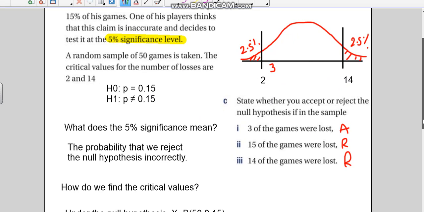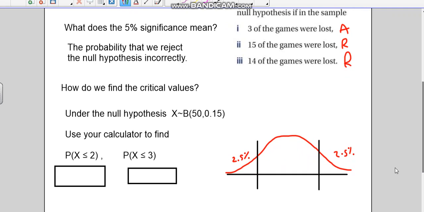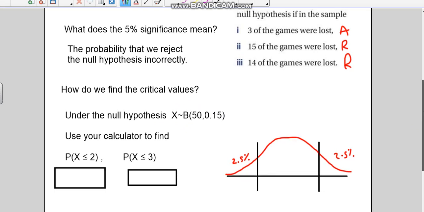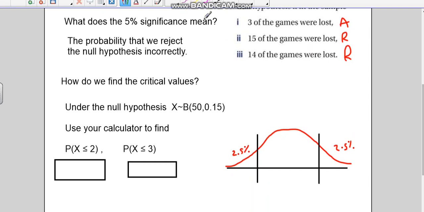It's all about probabilities, because we are saying that under the null hypothesis, in other words, assuming the null hypothesis is true, the number of games follows a binomial distribution. So X, the number of games lost, follows a binomial distribution of 50 and 0.15. We were told up here that the critical value was 2. So what I want us to do is to look at the probability of X being less than or equal to 2, because that's my critical region.